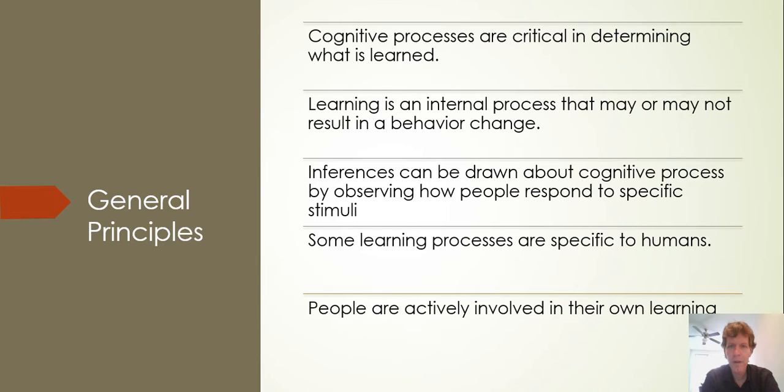Cognitive processes are critical in determining what is learned. Learning is an internal process within the brain that may or may not result in behavioral change. Inferences can be drawn about cognitive processes by observing how people respond to specific stimuli. Remember, we're not mind readers when we try to figure out what a student has learned, but we can take notes based upon changed behavior. Some learning processes are specific to humans. People are actively involved in their own learning.